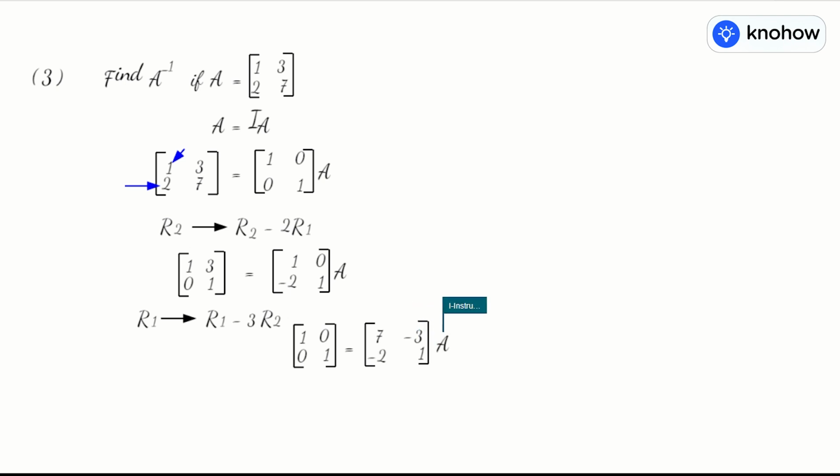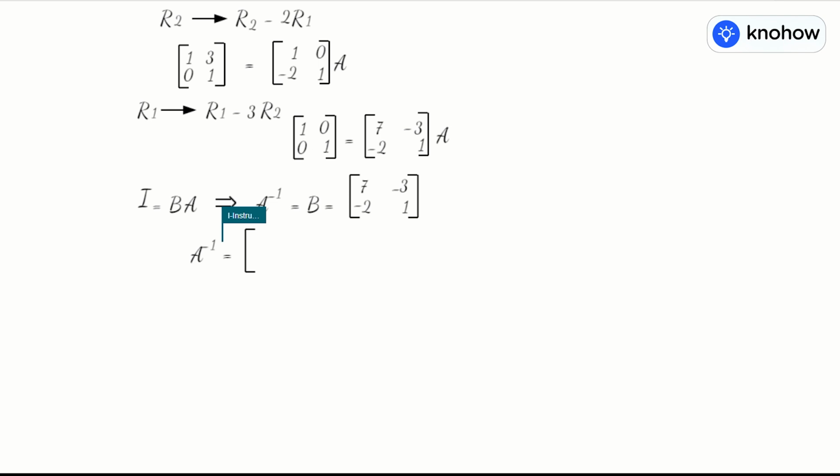So now it is in the desired form, I = BA, so A inverse is B, which happens to be [7, -3; -2, 1]. Hence the required value of A inverse is [7, -3; -2, 1]. And as I have already discussed with you, question 4 has been done in the solved example.